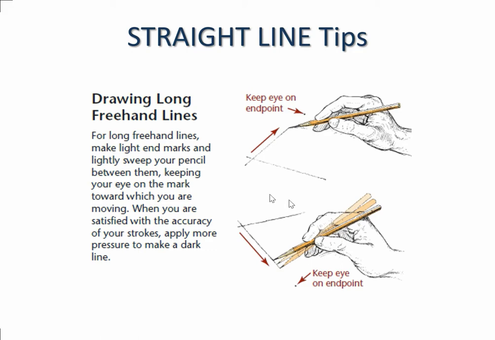How to draw long freehand lines? For long freehand lines, make light end marks. Say, as an example, this end mark here and end mark here. And slightly sweep your pencil between them, like this, keeping your eye on the mark, not on the line. When you are satisfied with the accuracy of your strokes, apply more pressure. If you are not satisfied, do it again. For thin lines, and for thick lines, you can press more than for the thin lines if you have one pencil. Great.